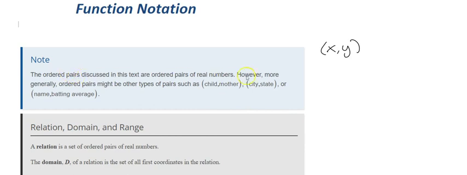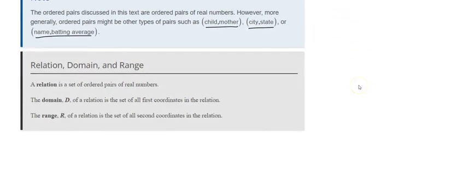Well, notice that ordered pairs can be other things, like here where it says child, mother, city, state, name, batting averages. What does that mean? It means that these things can relate to each other. This can be related to that. X is related to Y. Y is related back. Okay? This is going to become more apparent as we keep going along here.